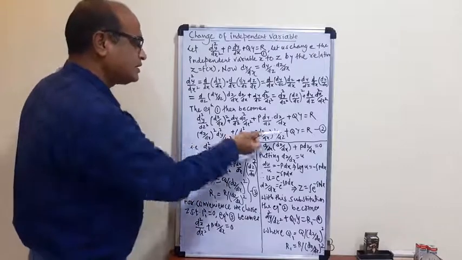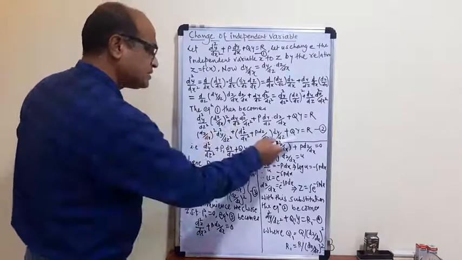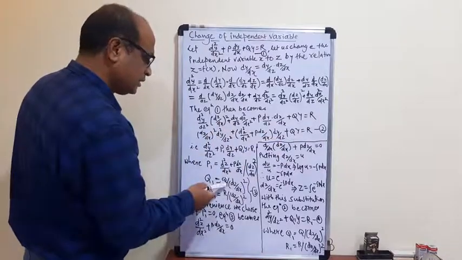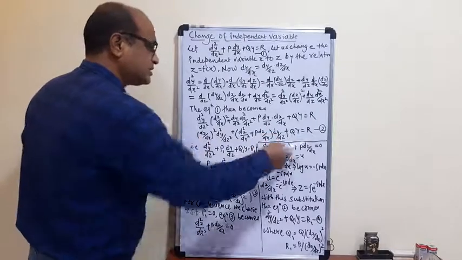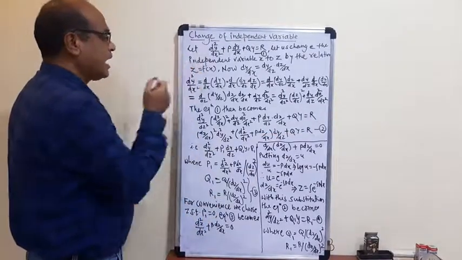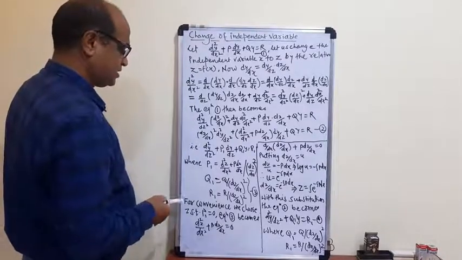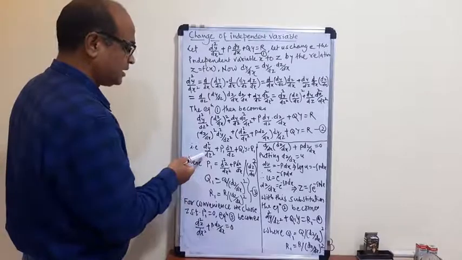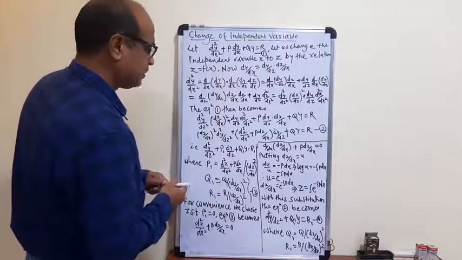Then what is q1? Q divided by this, so that is q1. Okay, what is r1? R divided by this, so this is r1. So the given equation, after substitution of this, we get this differential equation.